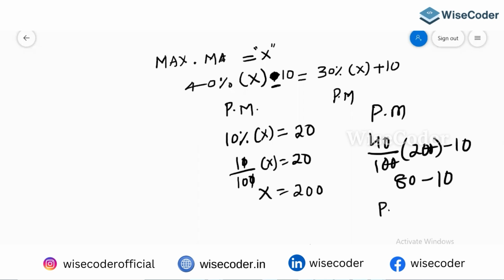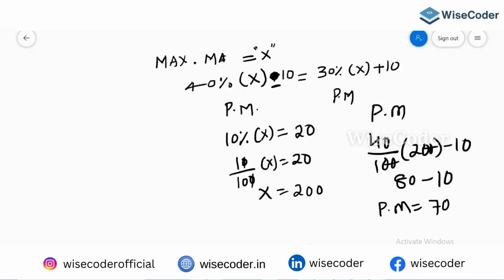So what are the pass marks? Pass marks are 70. Okay, so this is how you can get your answer.